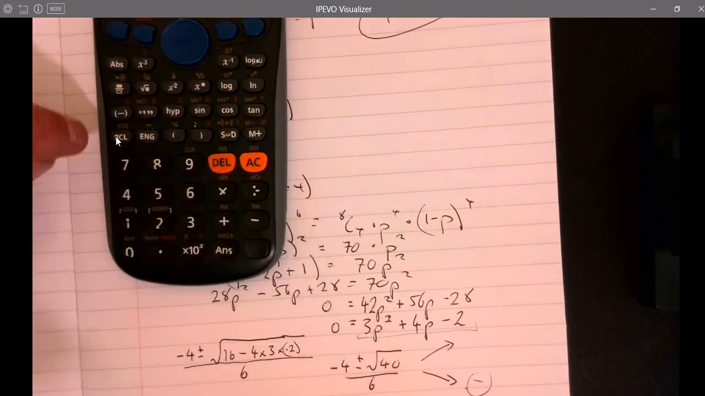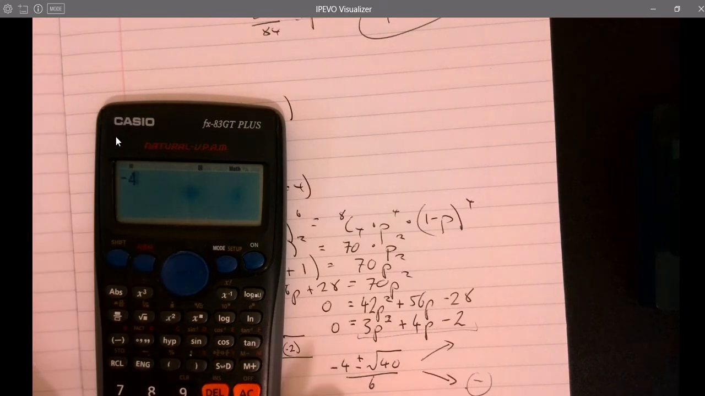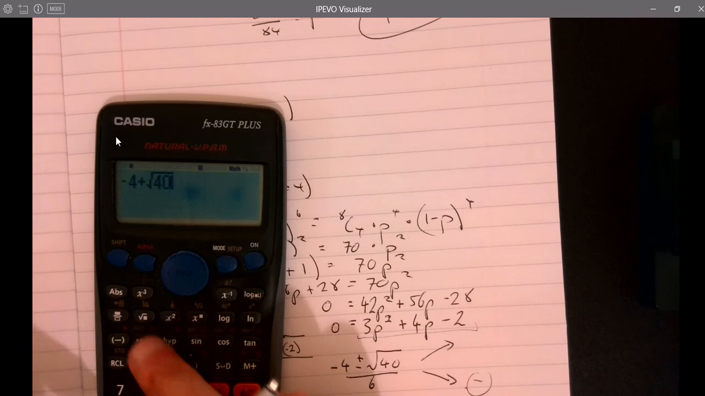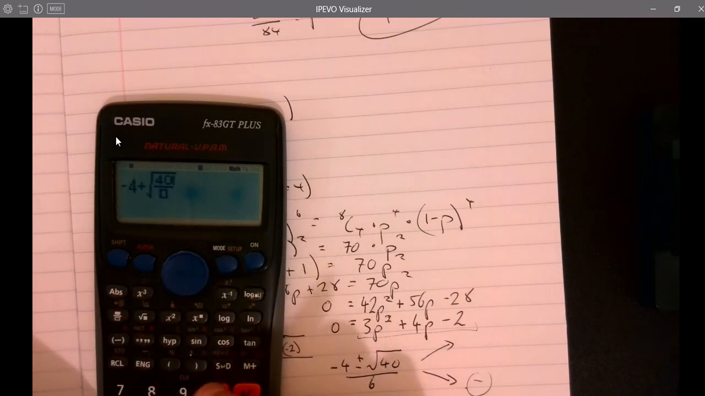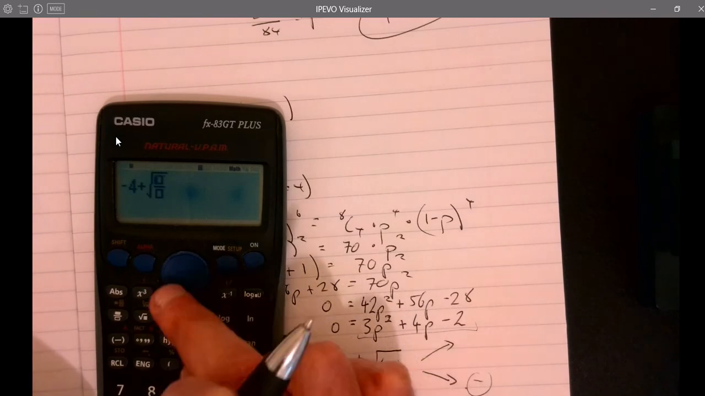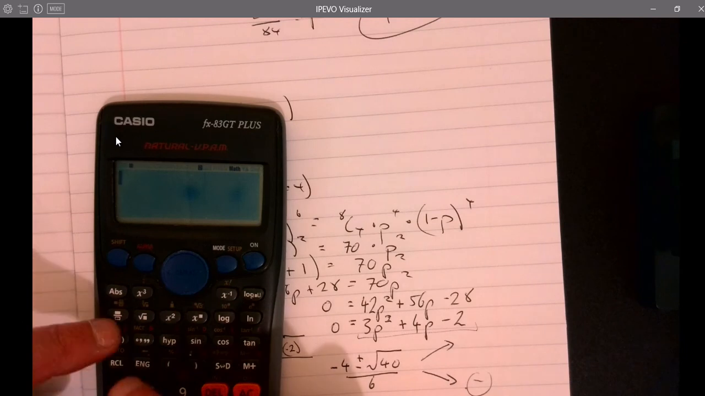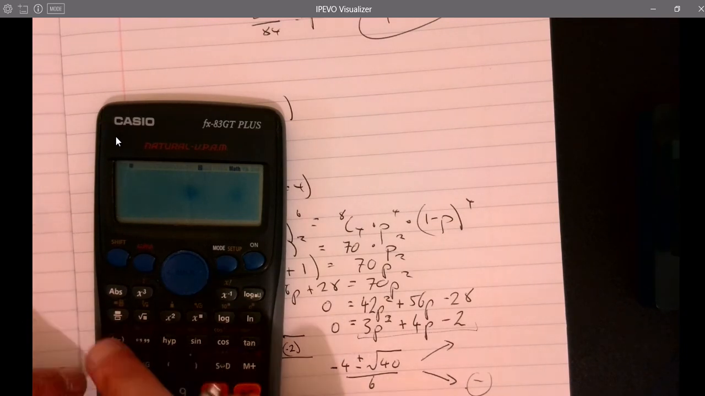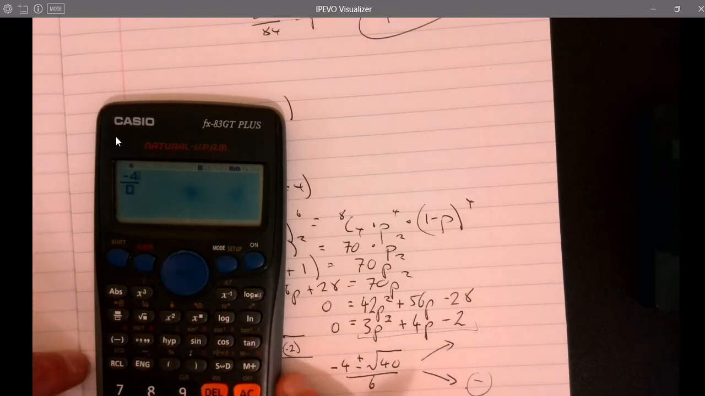What have we got? We've got -4, just so you can see what I'm doing. And we're going to add root 40. Oops, what did I do? Let's just get rid of that a minute. Just start again. Don't know what I did. Okay, let's do it like this. Right, I'm confident now. That was a bit of a mess, wasn't it?